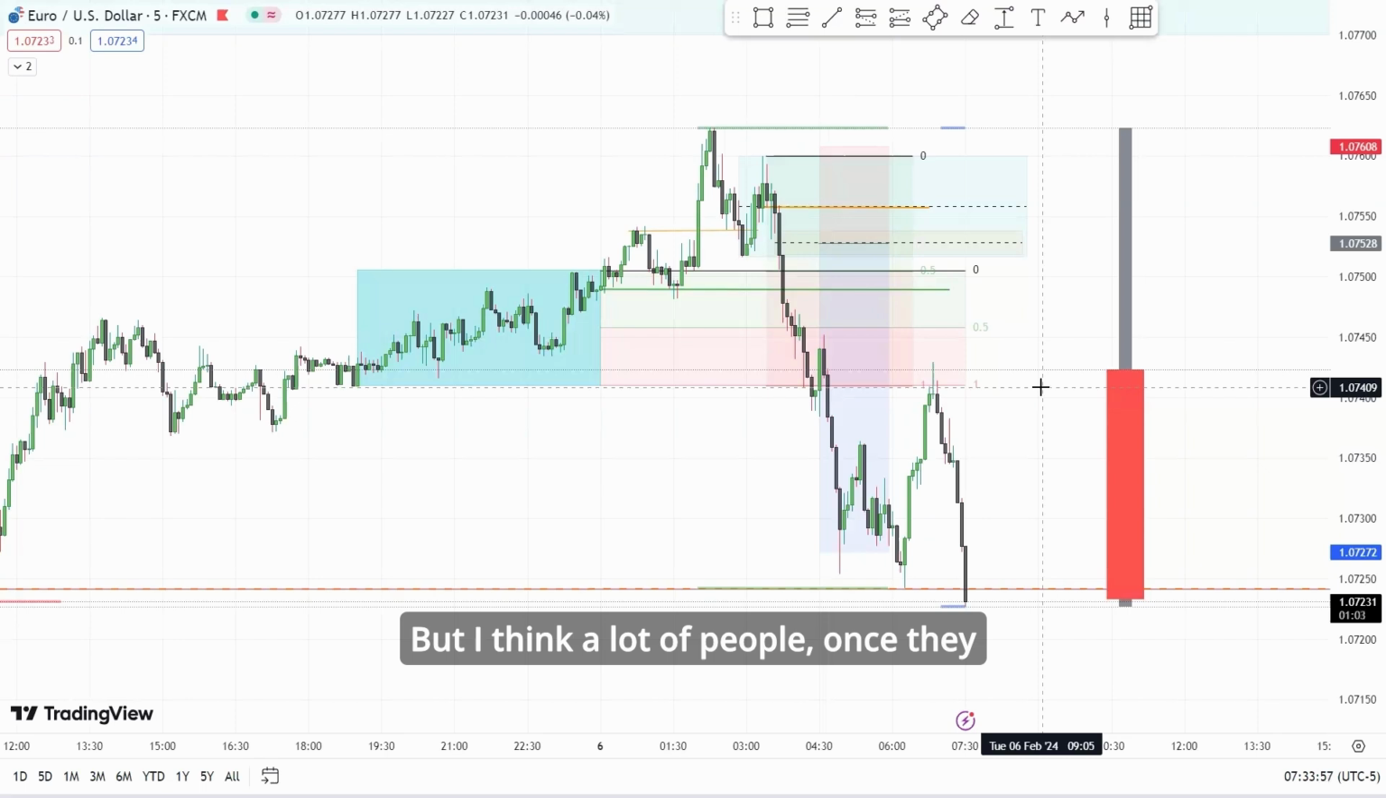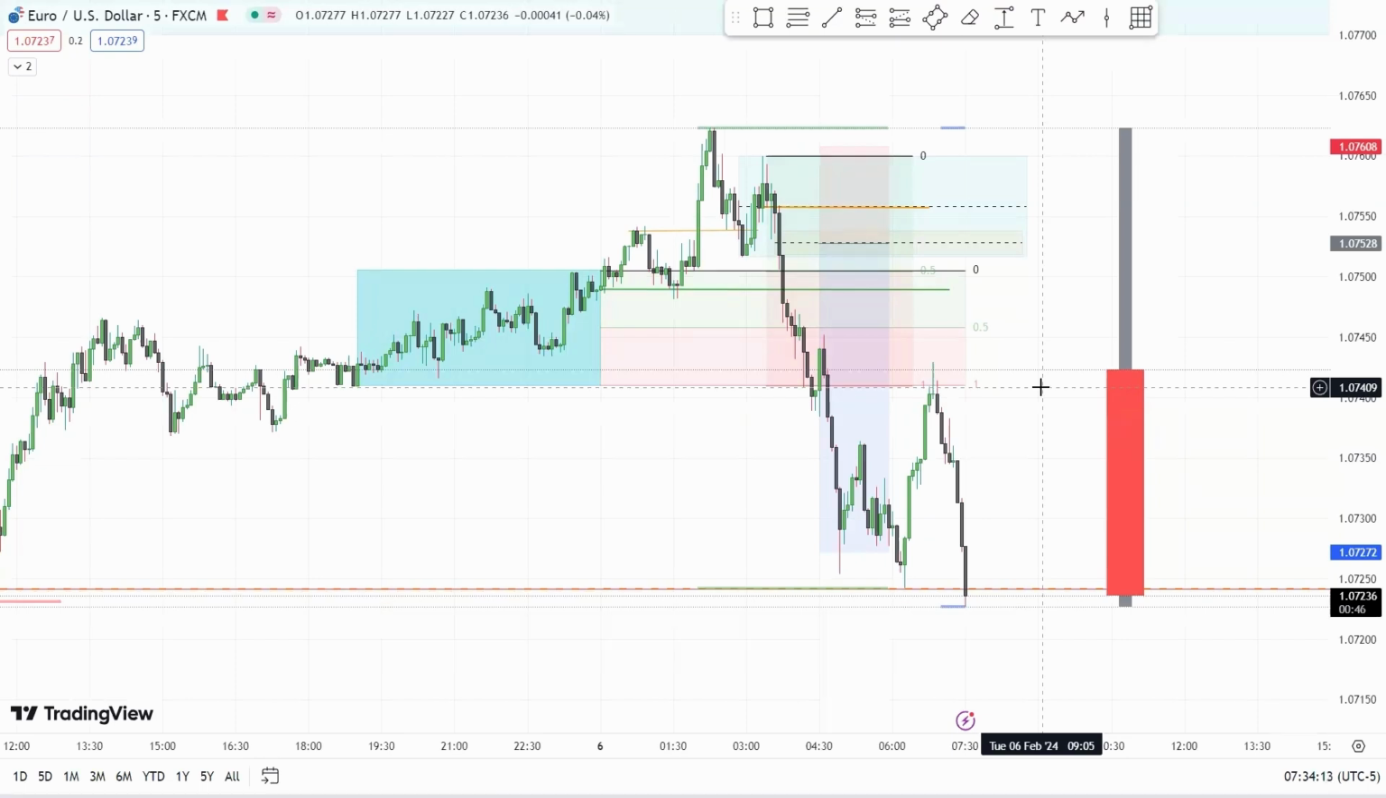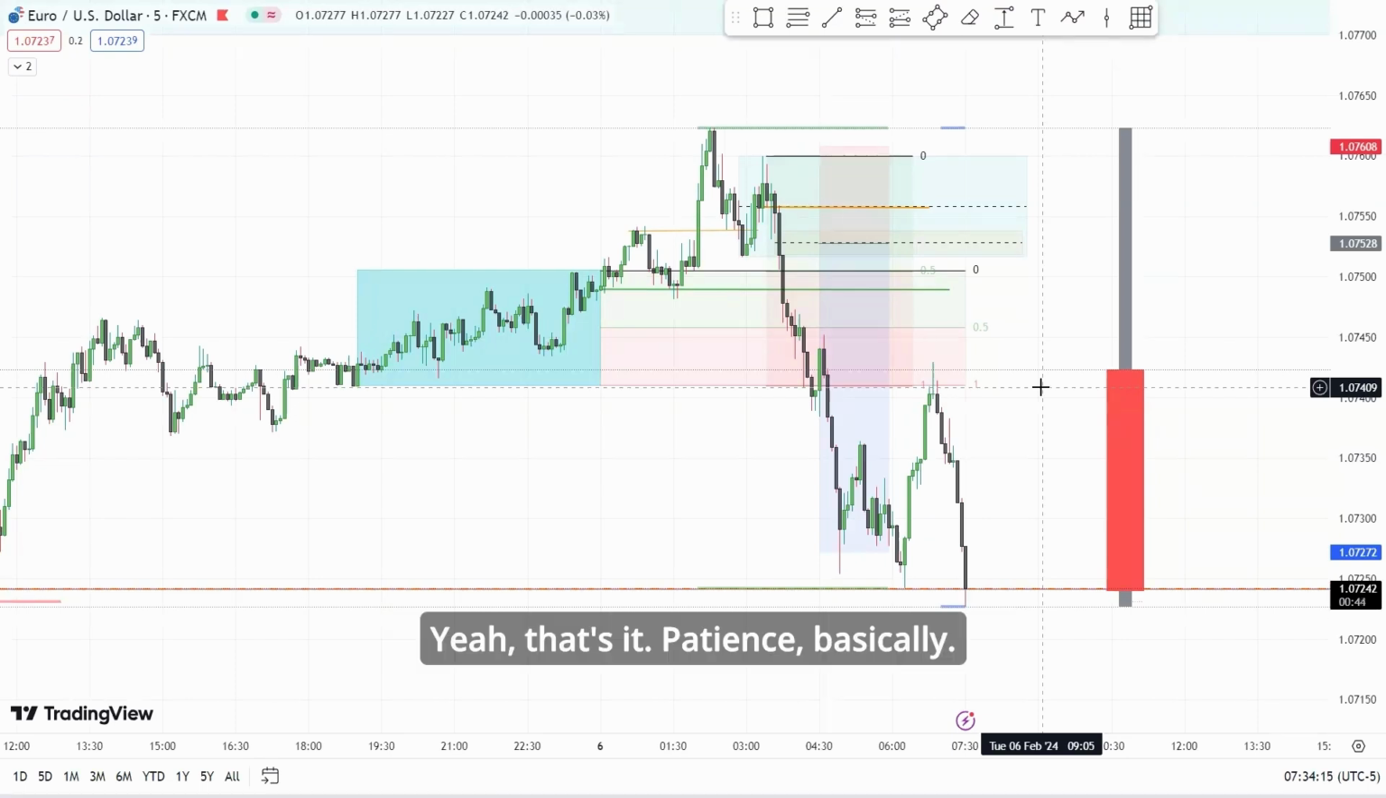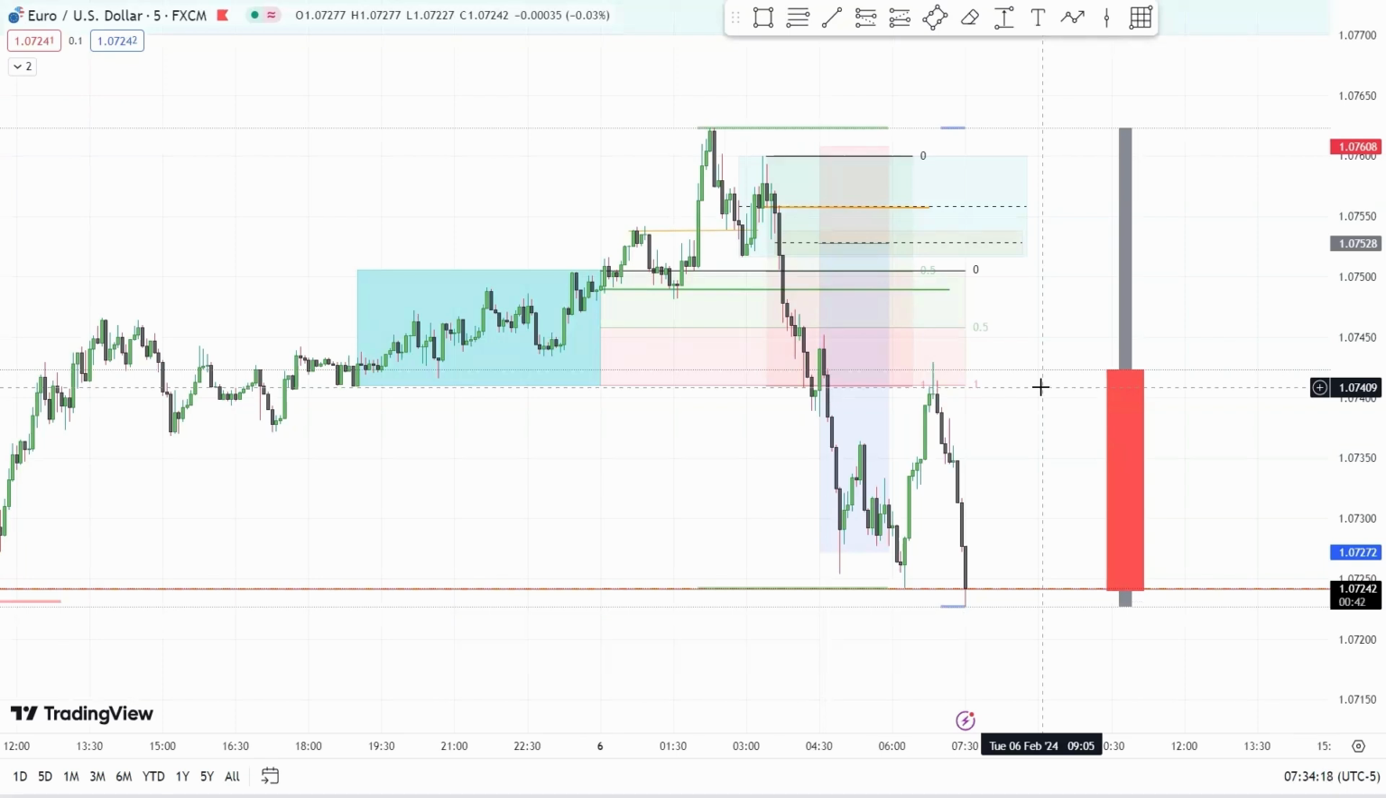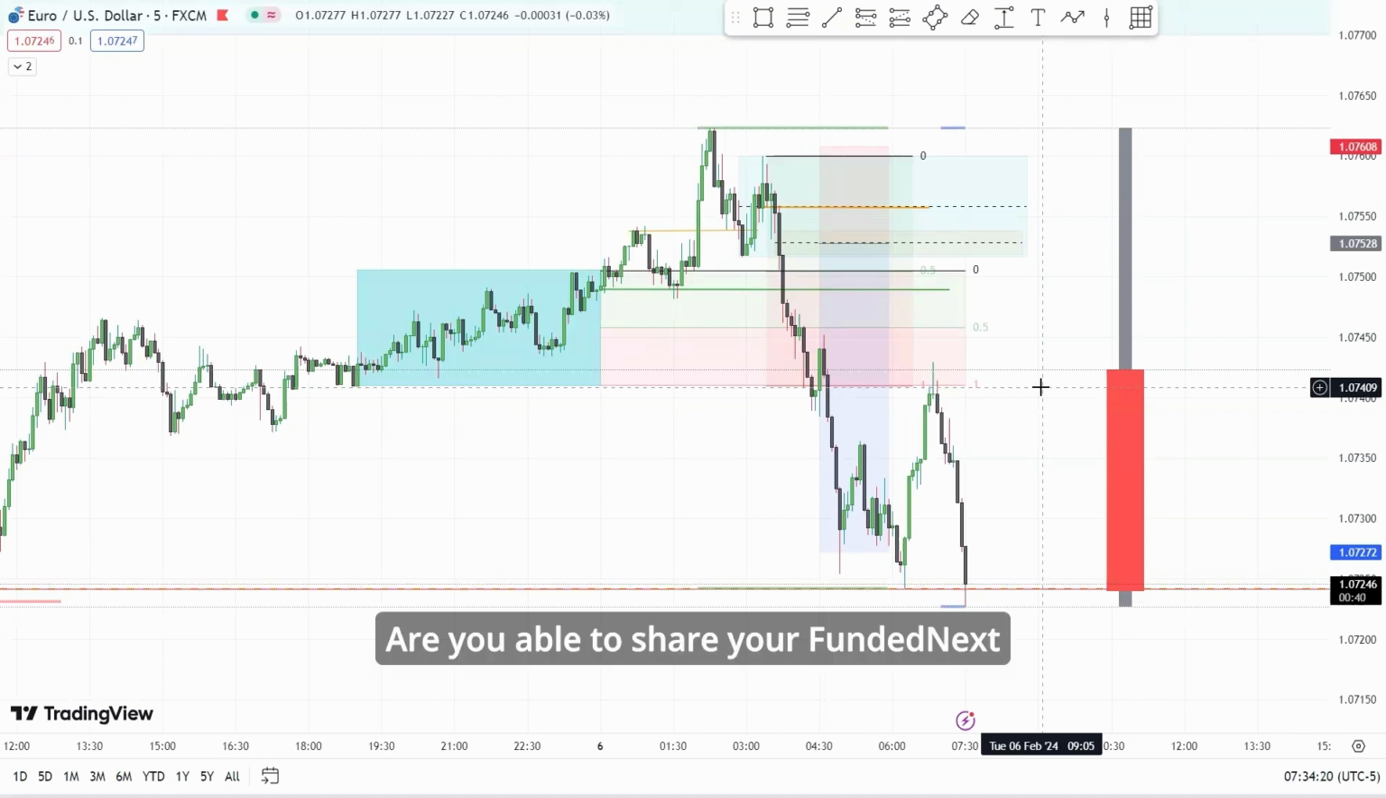But I think a lot of people, once they take one or two trades and it goes against them, they're back to just doing things frantically. Just calm down. You don't necessarily need to make everything today. If you lose today, you can always make it tomorrow, and that's it. Patience, basically. Okay. Are you able to share your FundedNext dashboard?